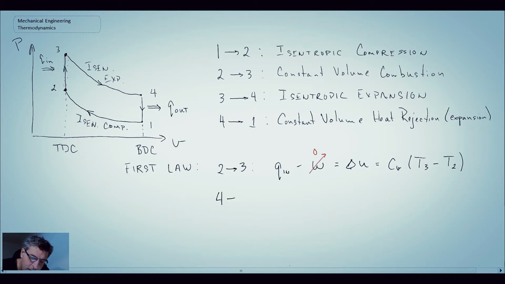Now looking at steps 4 to 1, if we look at our PV diagram, that is happening in here, and that was our heat rejection process. Again, we'll write out the first law. We have Q out, and I write it as negative because heat is leaving the control volume, and by our definitions that would be negative. And again, it is going to be equal to delta U.